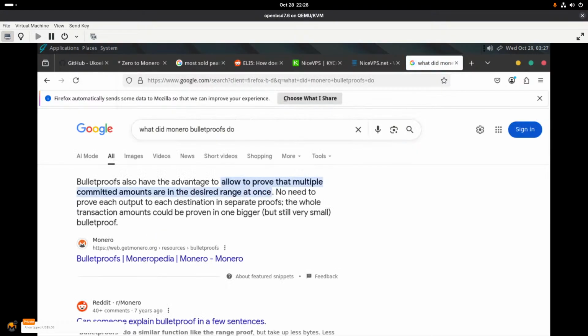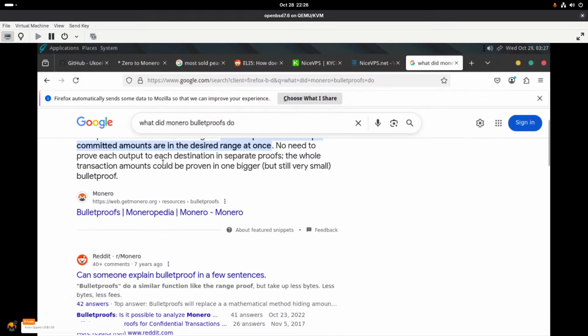Bulletproofs also have the advantage of allowing you to prove that multiple committed amounts are in the desired range at once. No need to prove each output to each destination in separate proofs. The whole transaction amount could be proven in one bigger, but still very small, proof. Okay. Maybe.